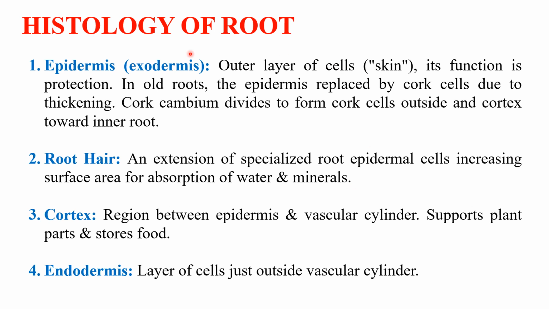The third layer in the histology of root is the cortex, and usually it's also parenchymatous and full of reserved food material. Usually in the root we will see starch or other nutrients stored in the parenchyma of the cortex layer. The innermost layer of the cortex is known as endodermis.